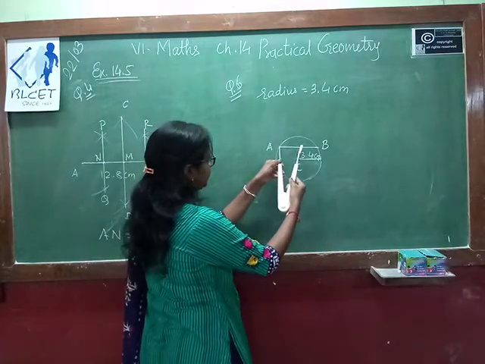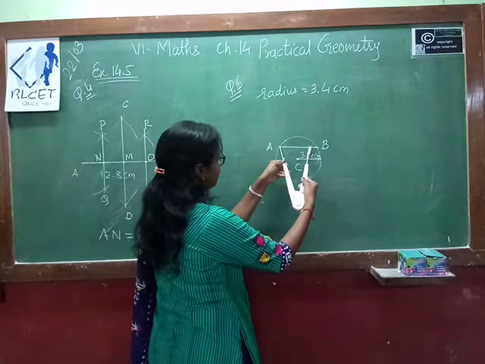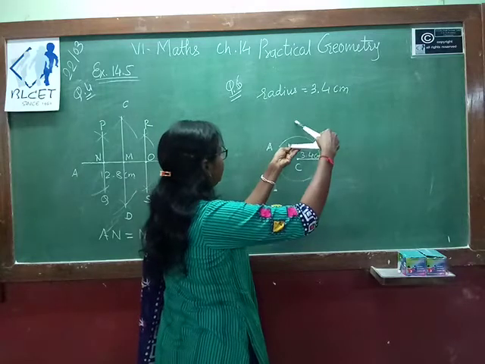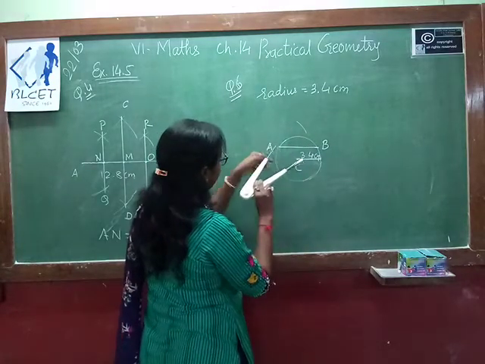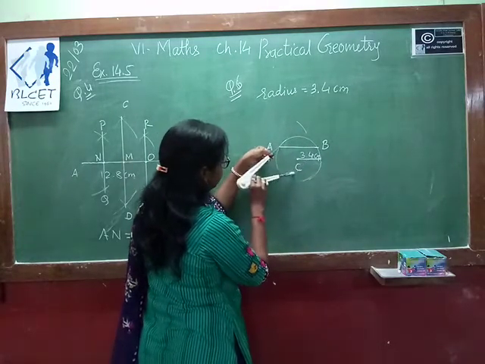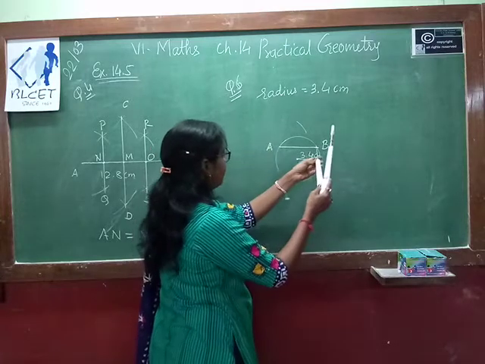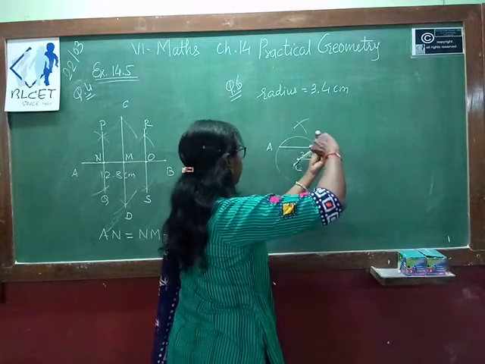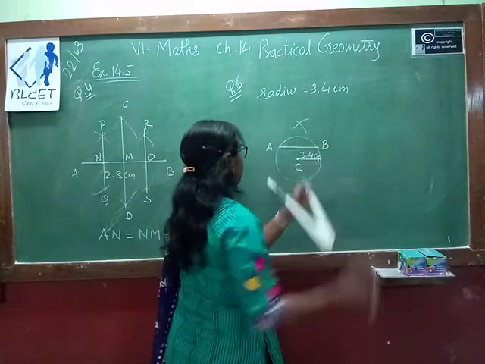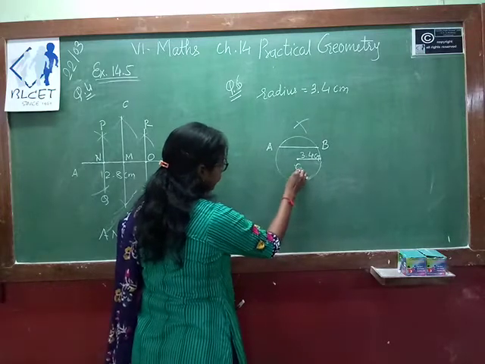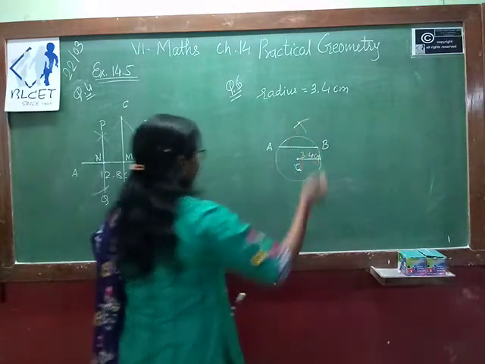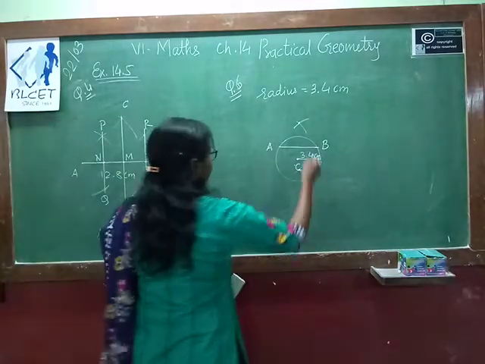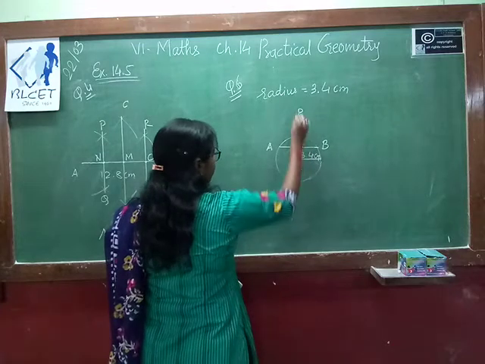Take A as the center. With more than half the length, we draw an arc above and below. Same from B as the center, we draw an arc above and below. So what happened? We are getting one intersecting point over here and one intersecting point over here. Now we join both the points. Name it as PQ.